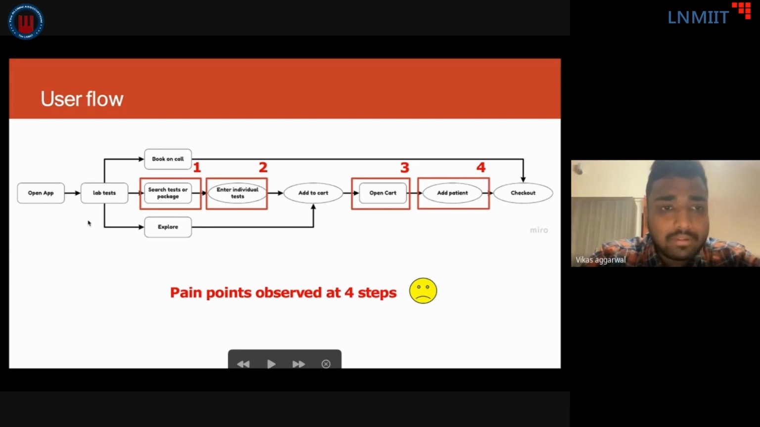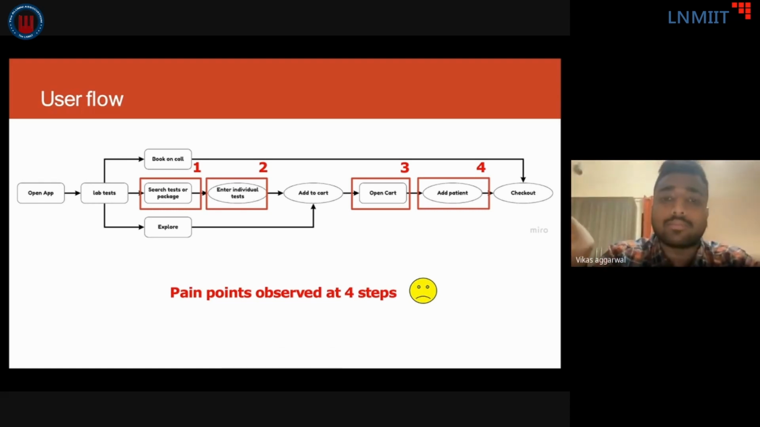See, you open the app, you go to the lab test, you either book on a call, just you call the helpline number, you search the test package, you explore it. When you search a test package, you enter the individual test. After entering the individual test, you add to the cart. Okay, cart में add करने के बाद you open the cart and then you go to the add patient and checkout. When you book a call, you directly go to the checkout. So this is known as user journey or user flow. ये सारा काम होता है प्रोडक्ट मैनेजर का, कोई भी ऐप का यूजर फ्लो कैसे बनाते हैं.